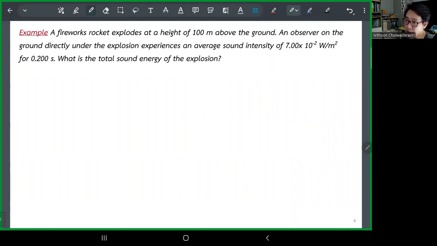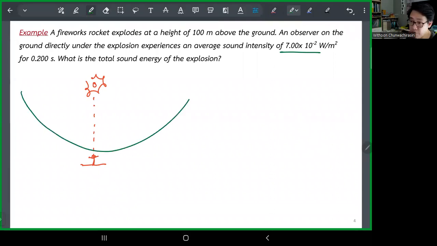A fireworks rocket explodes at a height of 100 meters above the ground. An observer on the ground directly underneath that explosion experiences an average sound intensity of that much. All right, so you have an explosion in the air, bam, and there is a guy underneath just listening to that explosion. And because it explodes in the air, you can assume that it's a spherical sound wave. That's kind of cool. So the explosion is a point source. Think of it that way.